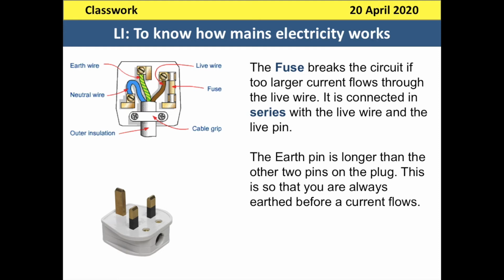Now you might notice as well, if you've ever looked at a plug closely, that one of the pins is longer than the other two, and it's the one that is in the centre, and you can see from the diagram that that is the one that connects to the earth wire. So the earth pin is longer than the other two pins on the plug, and that is so that you are always earthed before a current flows.